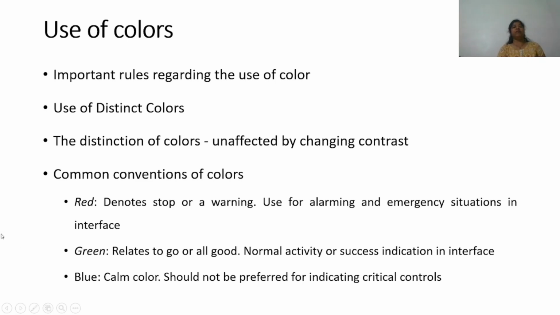There are some common conventions of colors. It can be red, which will denote stop or a warning, and it is used as an alarm or for emergency situations in the interface. Then green relates to go or an all good situation. Here it is considered for normal activity or success indication for the interface. And then comes blue, which is the calm color, and it should not be preferred for indicating critical controls.